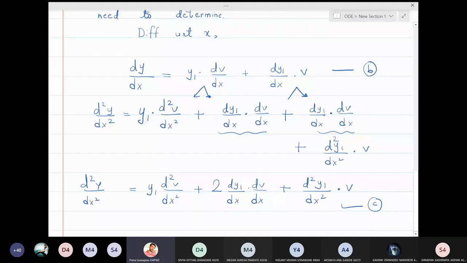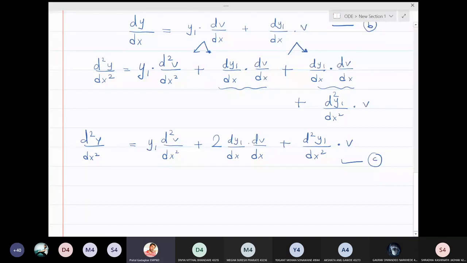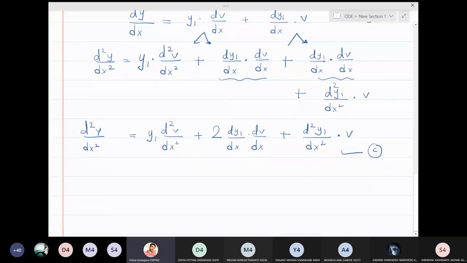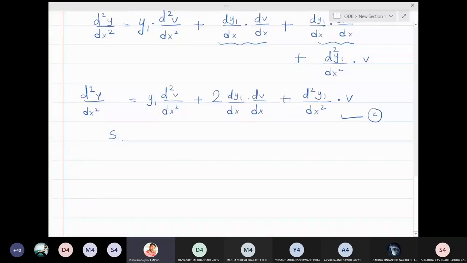Okay. Remember, this method that we are following, the same method we are going to use for problems. So once you understand this method, all the problems you have to follow the same method. Okay. So substitute y = y1 v in equation 1. What is equation 1? The equation 1 was d2y by dx square plus p dy by dx plus q y equal to r of x. Okay, p and q also depend on x.